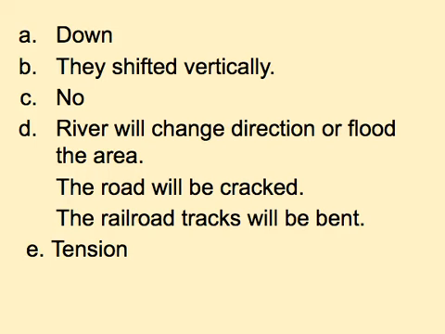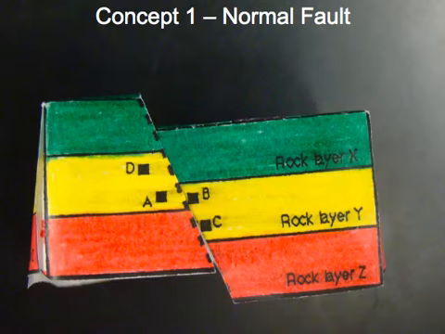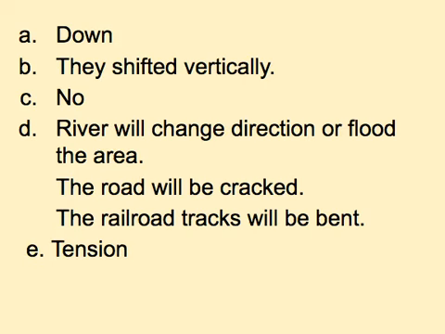So the first question was, which way did point B move relative to point A? Well, it moved down. It slipped down. So what happened to rock layers X, Y, and Z? Well, if we look at them, they broke, they slipped, they fractured. There's lots of things you could talk about, but the easiest thing to just say is they move vertically. They moved, they shifted. So here it says they all shifted vertically.